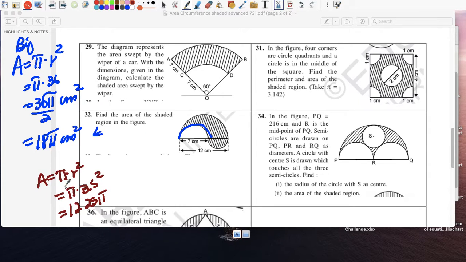So let's subtract the 18 pi minus the 12.25 pi, and 18 minus 12.25, we get 5.75. So right now we have 5.75 pi. So this shaded region here, the blue region, equals 5.75 pi.